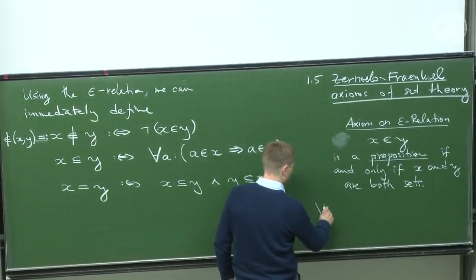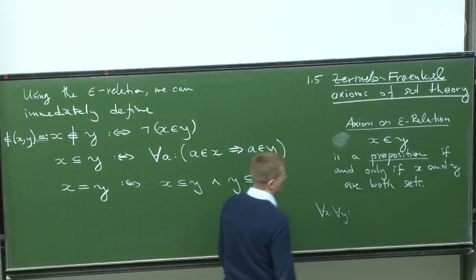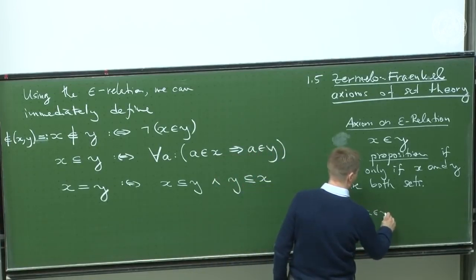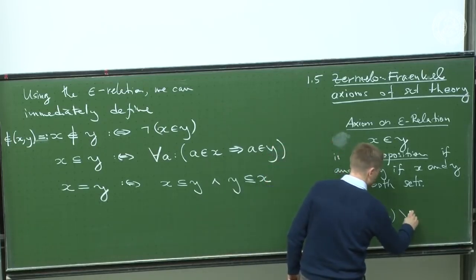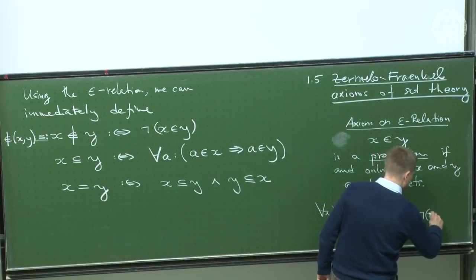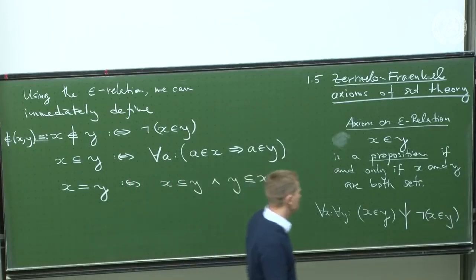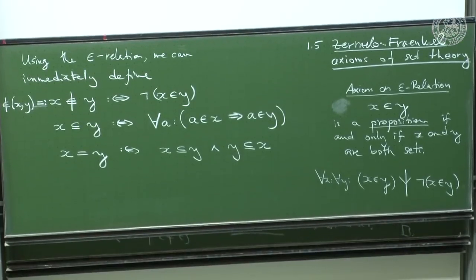So the formal version would be: for all x and for all y, x element y is either true, or false. We defined this exclusive or. This is the statement that this is a proposition, it's this tertium non datur, there is no other possibility, it's either true or false. Okay.